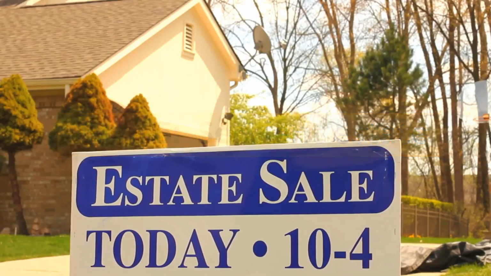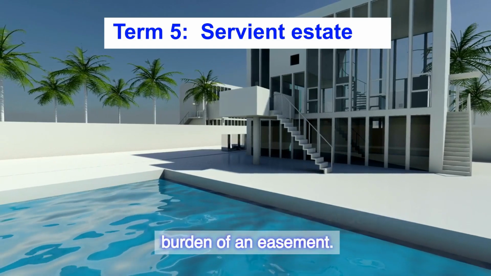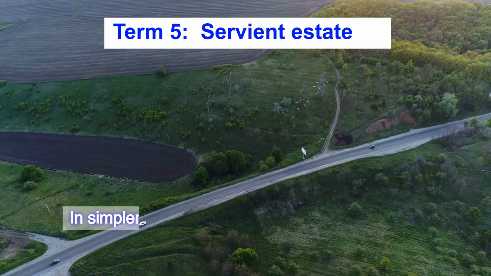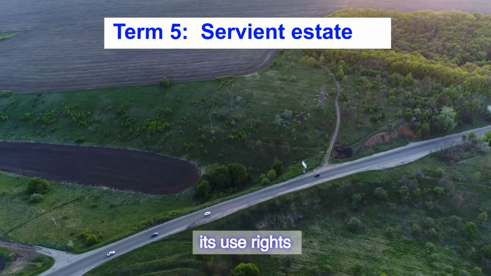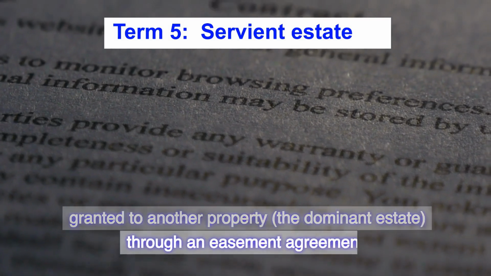Term 5. Servient estate. A servient estate is the property that bears the burden of an easement. In simpler terms, it's the land that has a portion of its use rights granted to another property, the dominant estate, through an easement agreement.